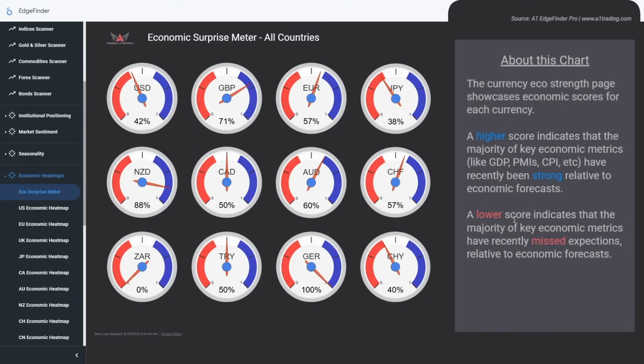Maybe we can zoom in on this in the edit, but basically, a higher score indicates that the majority of key economic metrics like GDP, PMIs, CPI have recently been strong relative to economic forecasts, and a lower score indicates that the majority of key economic metrics have recently missed their expectations relative to economic forecasts.